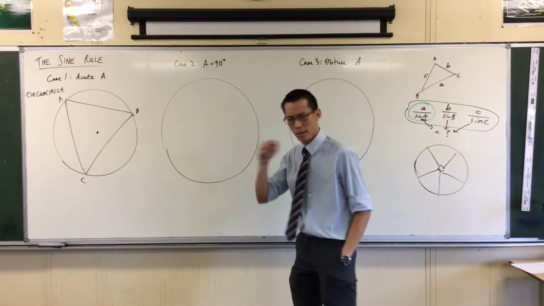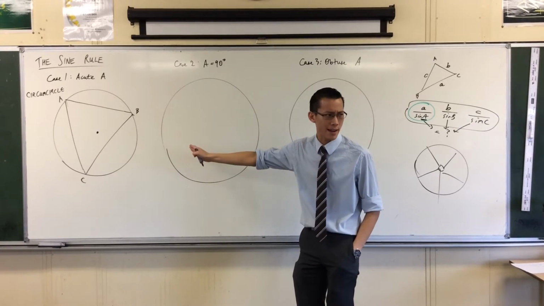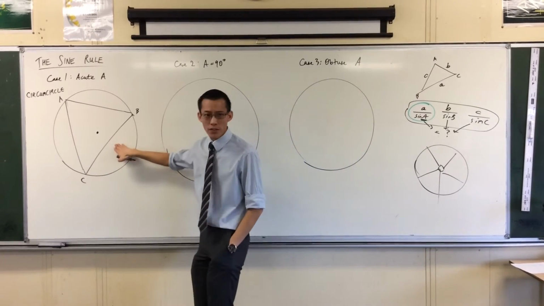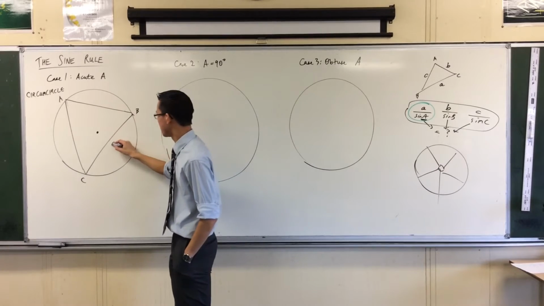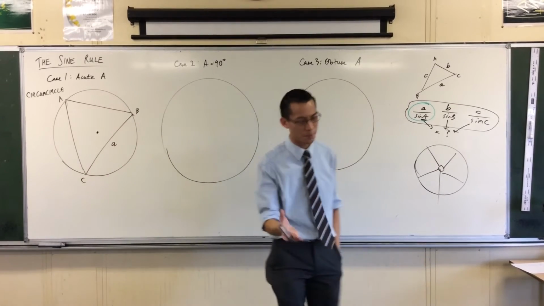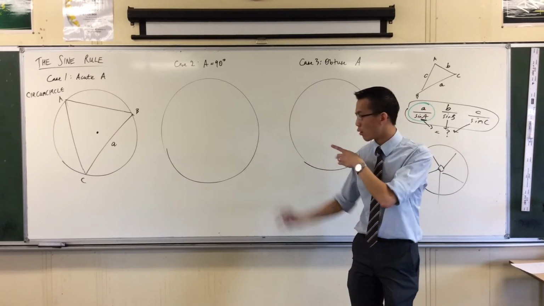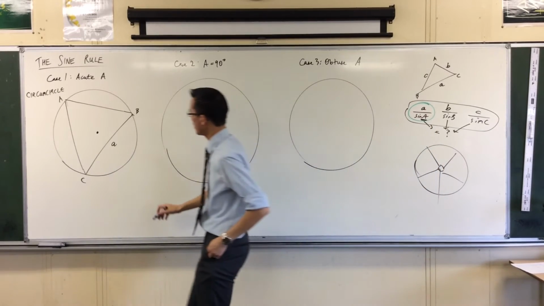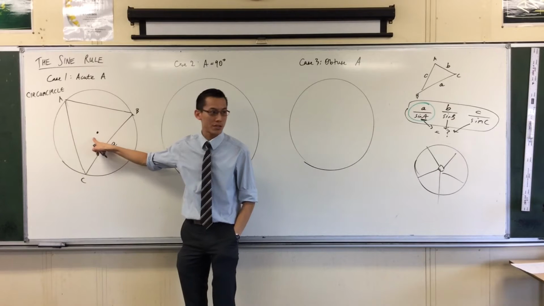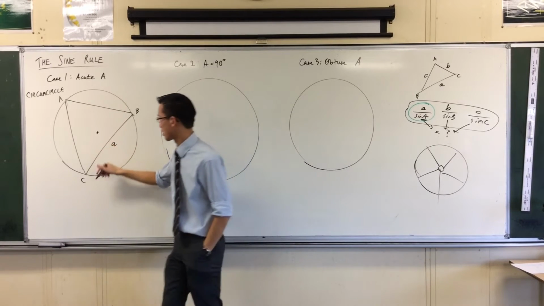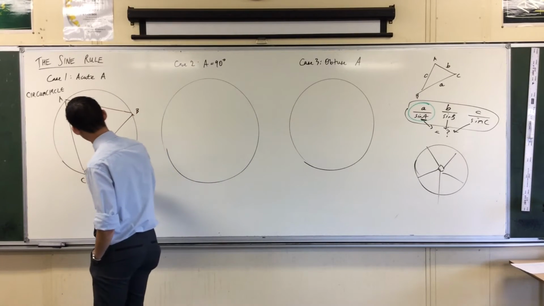So, where's a in this diagram? It's over here, opposite capital A. Sorry, I meant lowercase a, so that length. So what I'm going to do is construct a triangle around that lowercase a. I'm going to construct a triangle that goes through the center of the circle, like so.